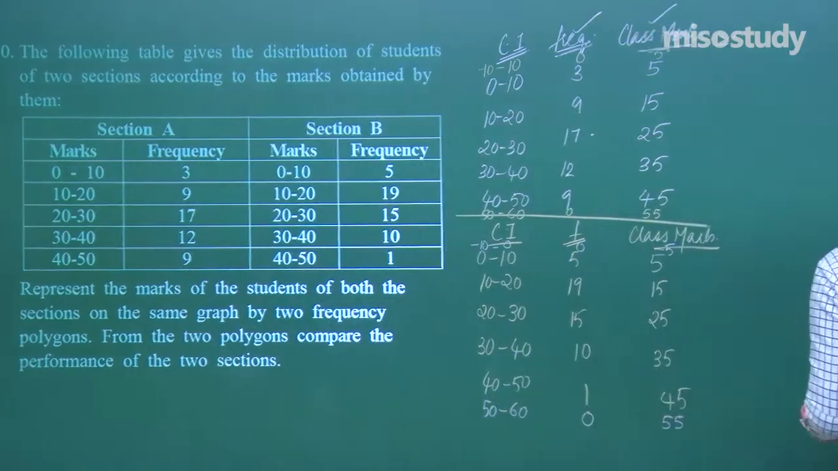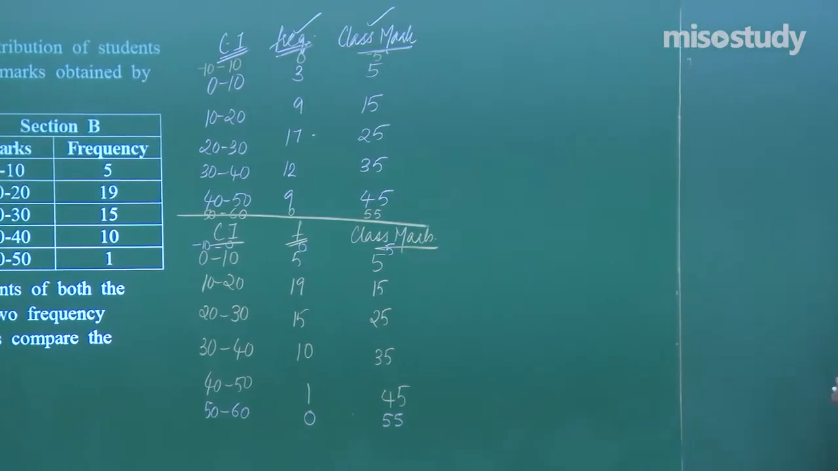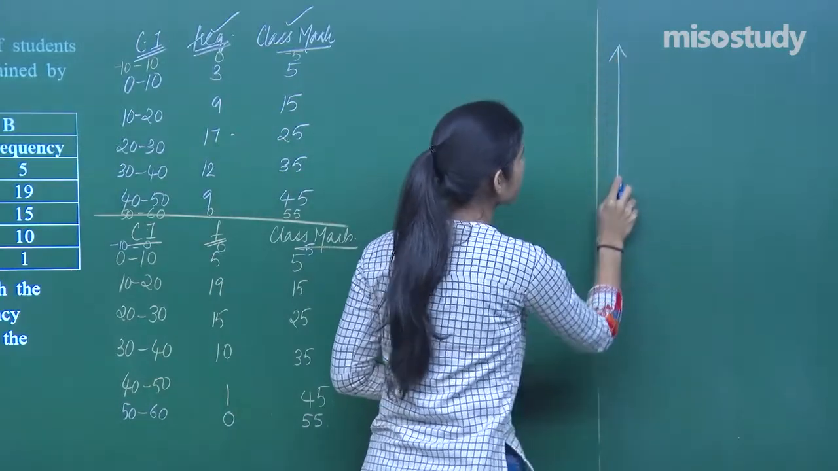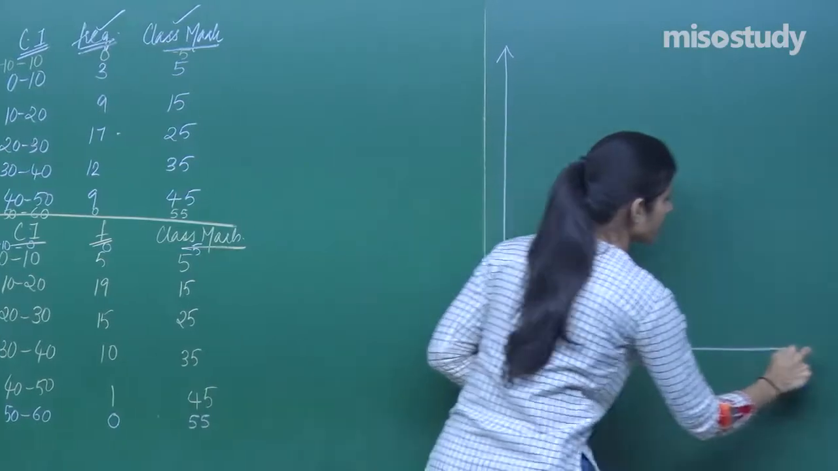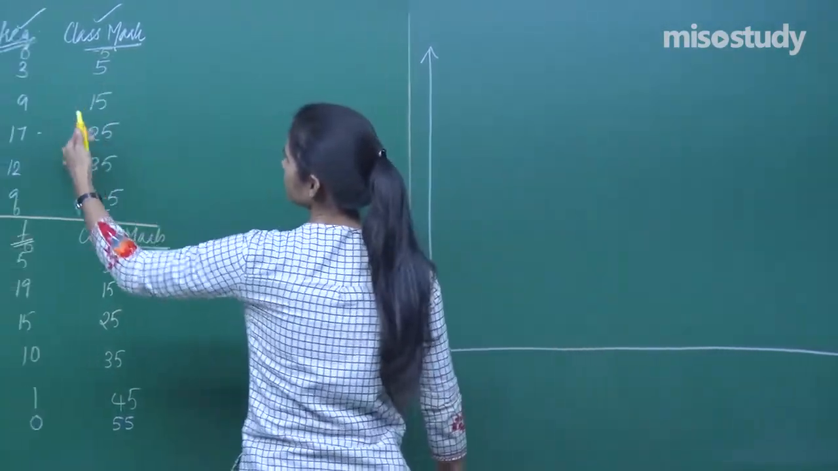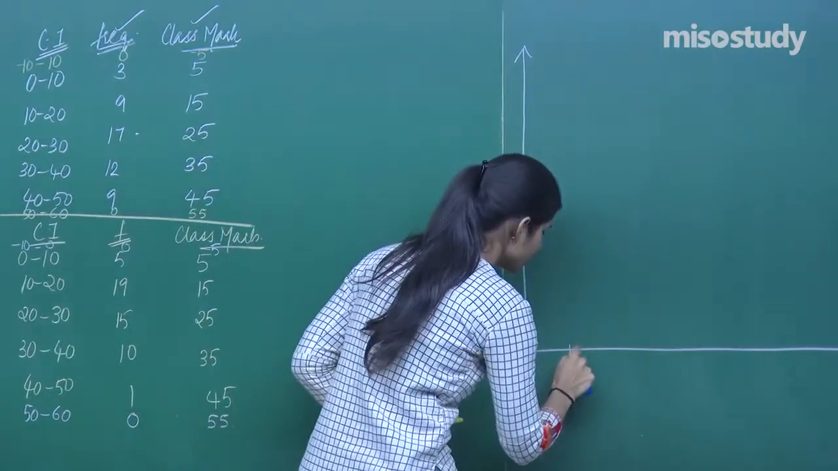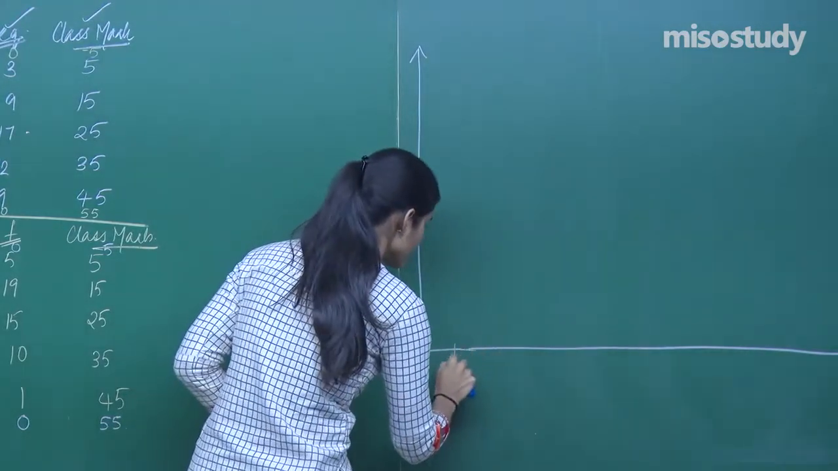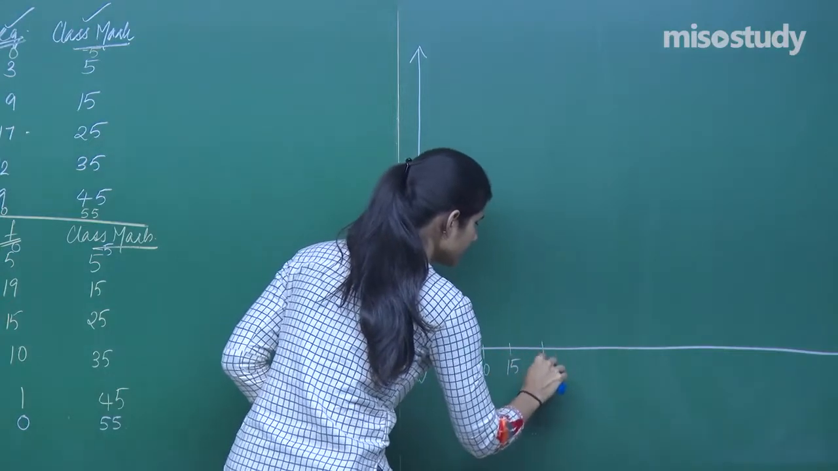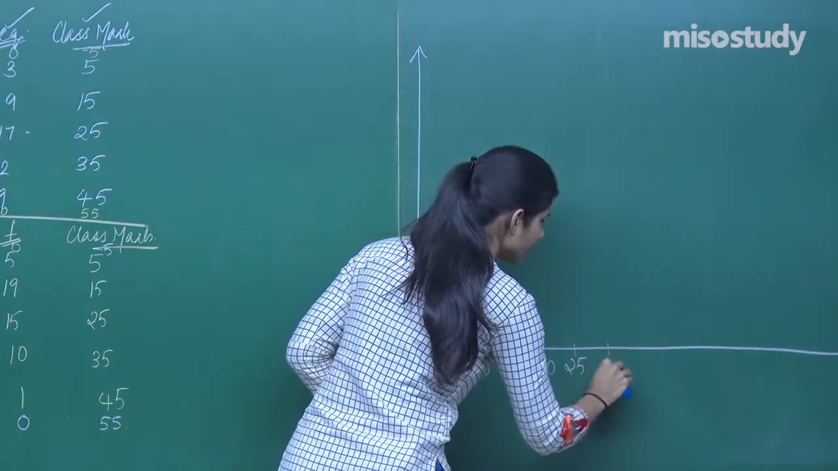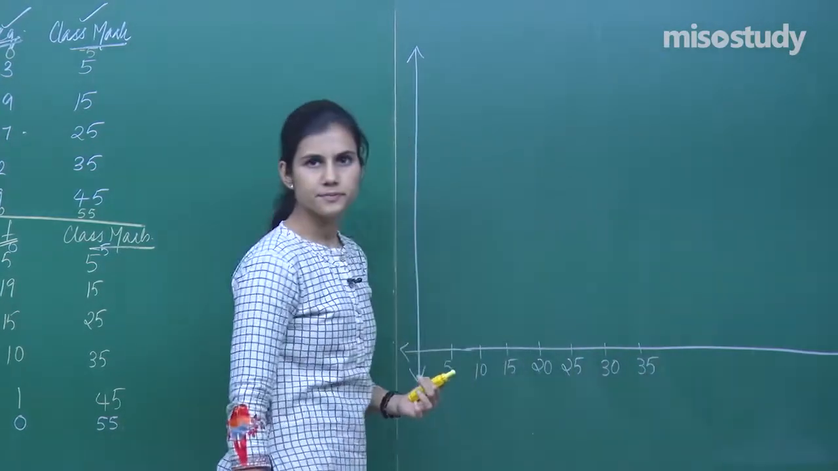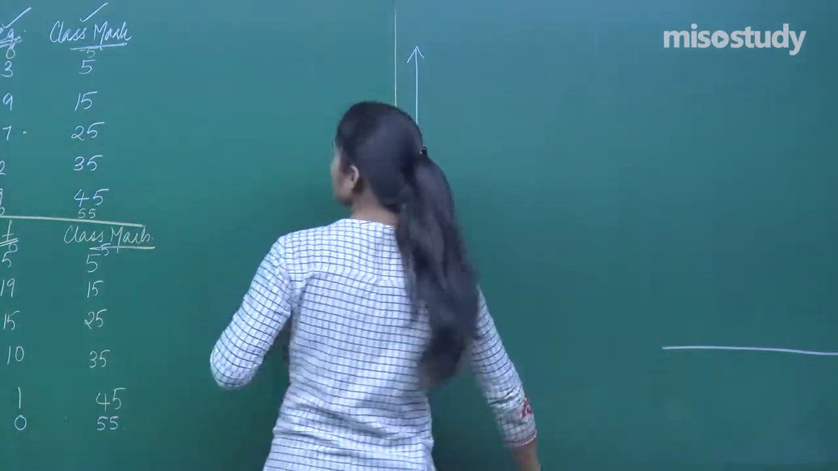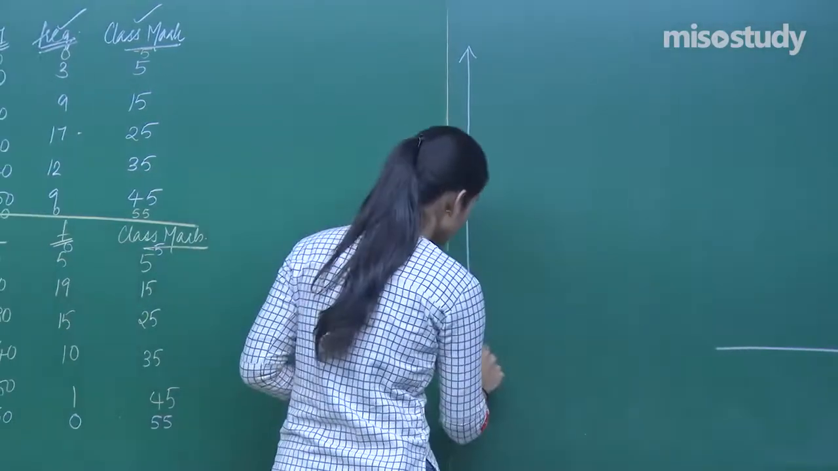Now we just need to do one thing, what? Draw class marks and the frequencies. So let's do that. Class marks are 5, 15, 25, 35, 45. So let's take that only. One big division is of 5 units, let me take that on the x-axis. So you have 5, 10, 15, 20, 25, 30, 35, right? But because I am only interested in plotting class mark comma frequency, let's just take the class marks.